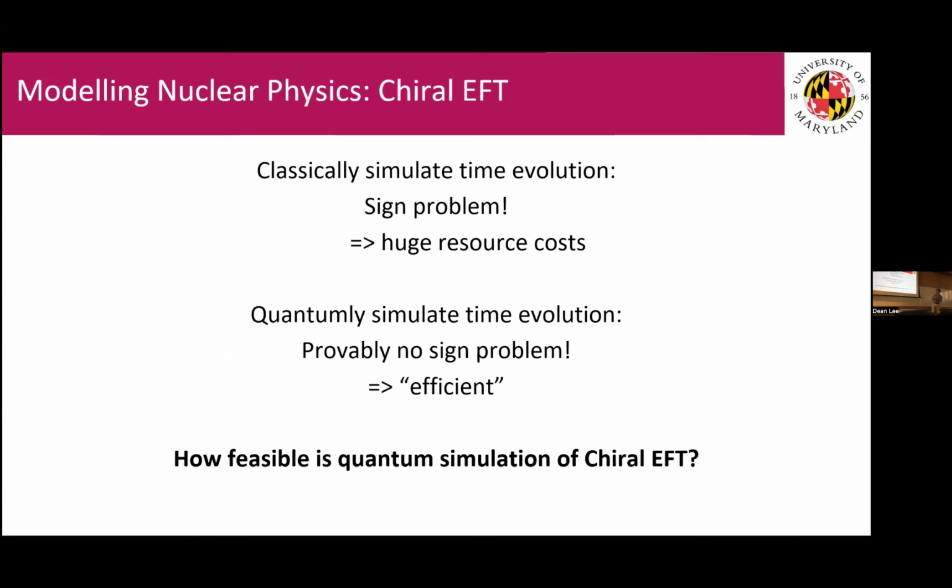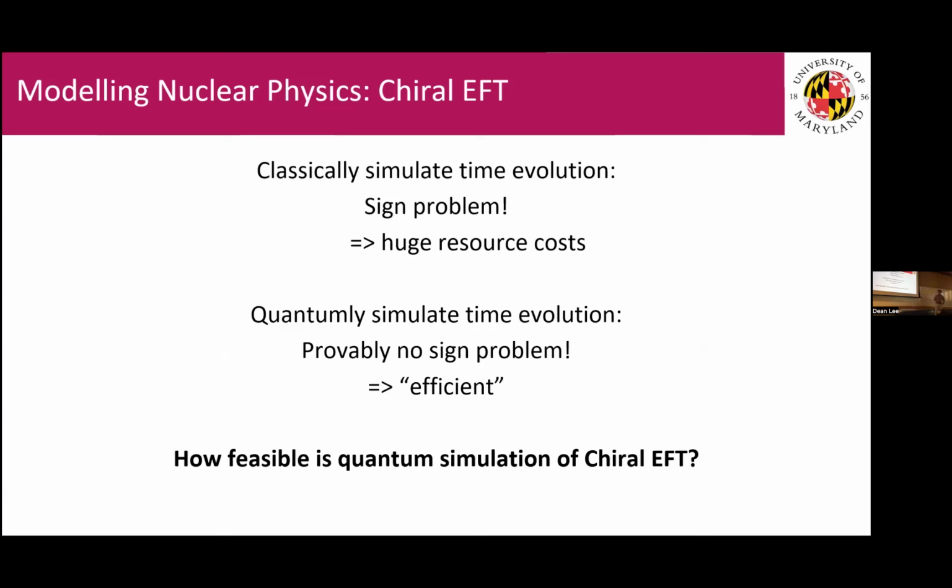But on the other hand, quantumly, we don't have this problem. There's provably no sign problem. I can take my quantum state, I can time evolve it, and I can get out an approximation to the final quantum state efficiently. And here I put efficiently in quotation marks because it might be efficient from a computer science perspective of not blowing up exponentially, but the resource costs that you need to actually do this might be prohibitive.